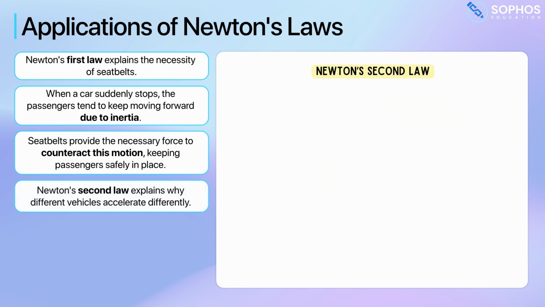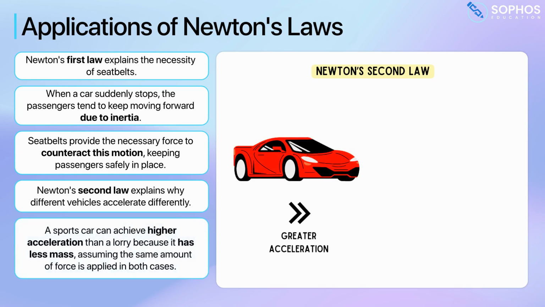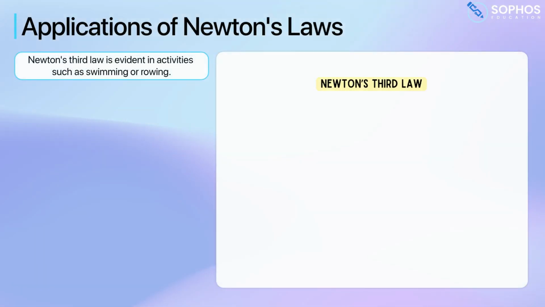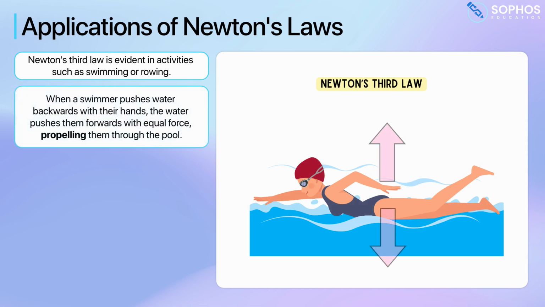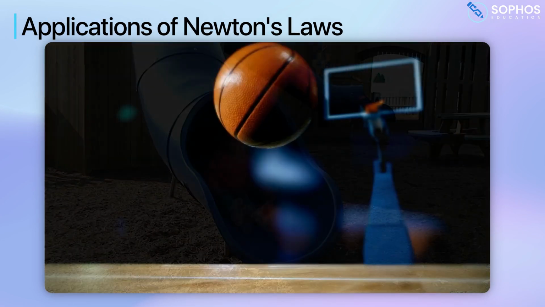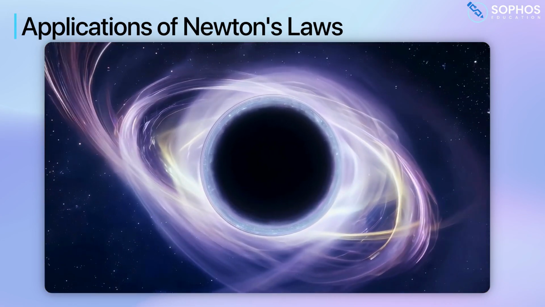Newton's second law is fundamental in understanding why different vehicles accelerate differently. A sports car can achieve higher acceleration than a lorry because it has less mass, assuming the same amount of force is applied in both cases. Newton's third law is evident in activities such as swimming or rowing. When a swimmer pushes water backwards with their hands, the water pushes them forwards with equal force, propelling them through the pool. These principles are the bedrock of further exploration in physics, giving us a robust framework to understand how forces affect motion in everyday life and in the vast expanse of the universe.